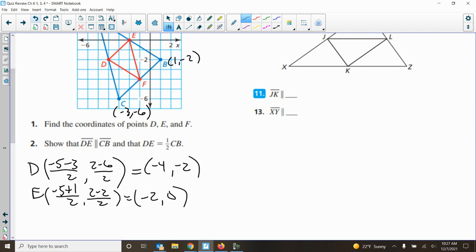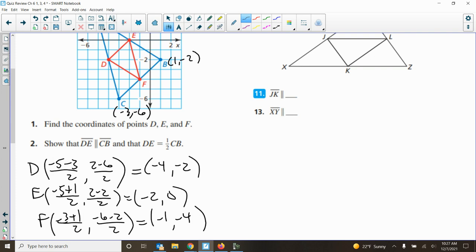Negative 2, 0. And let's go to point F. That's the midpoint of C and B. Let's go negative 3 plus 1 over 2, comma, negative 6 minus 2 over 2. Negative 3 plus 1 is negative 2. Cut in half is negative 1. Negative 6 minus 2 is negative 8. Cut in half is negative 4. Negative 1, negative 4. That looks pretty good for point F.